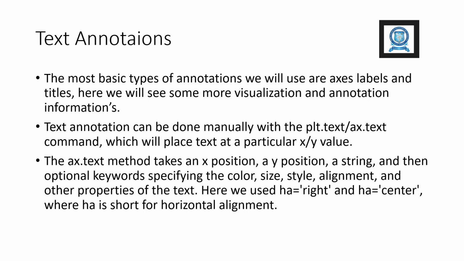Text annotation can be done manually with the plt.text or ax.text command, which will place text at a particular x, y value. The ax.text method takes an x position and y position as strings and then optional keywords specifying the color, size, style, alignment, and other properties of the text. Here we used ha equal to right and ha equal to center, where ha is short for horizontal alignment.